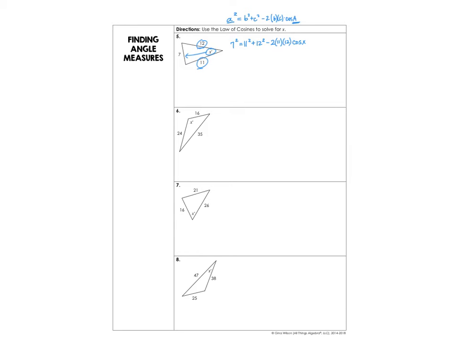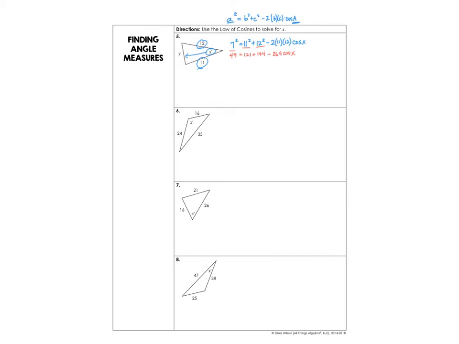Okay, so let's follow order of operations. We've got to get the cosine of x by itself. So 7 squared is 49. 11 squared is 121, and 12 squared is 144. Okay, and we can go ahead and multiply this. So minus 2 times 11 times 12. Now we can't put cosine in there with it. So it's 264 cosine x.